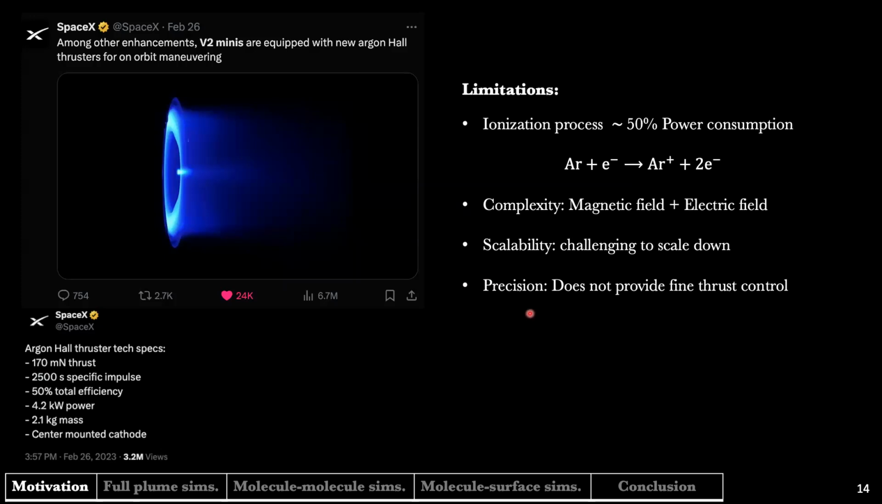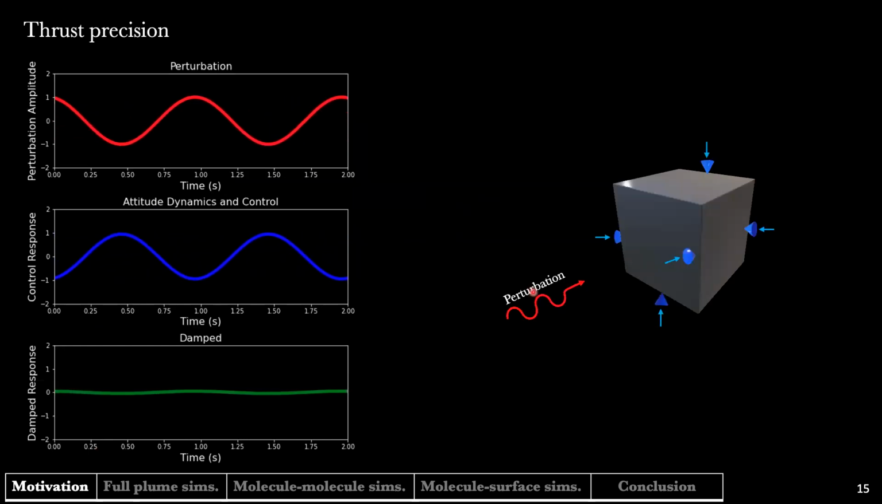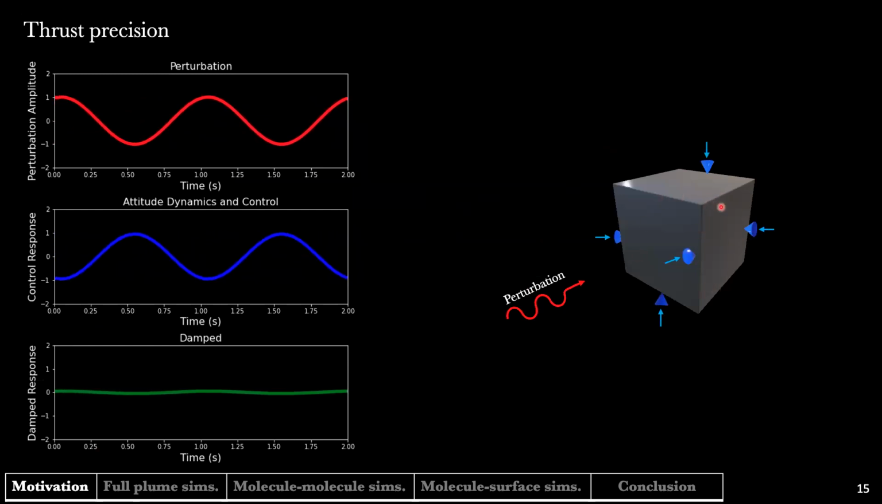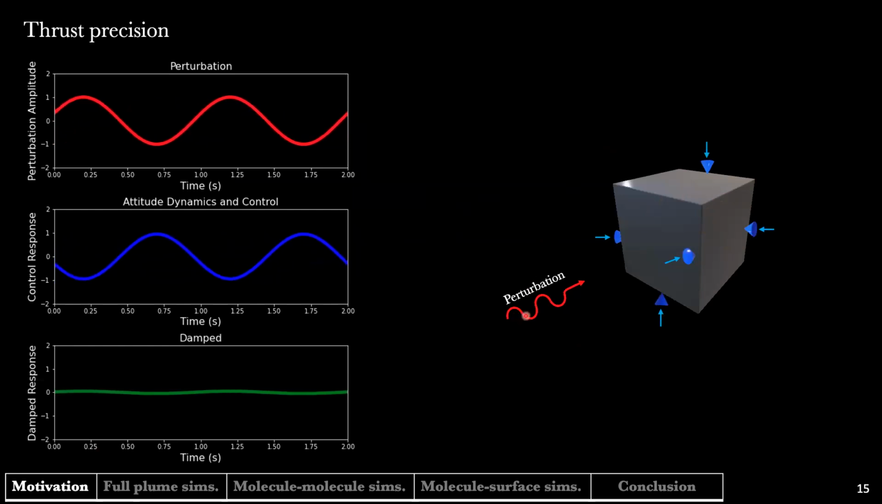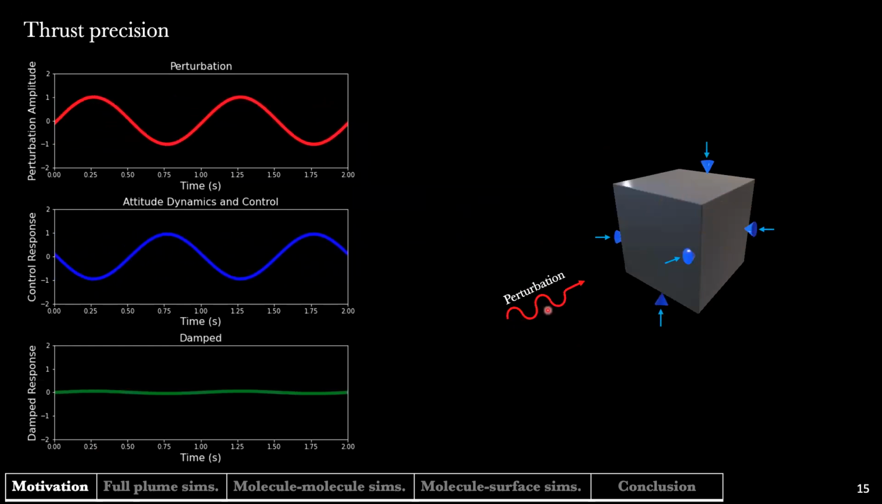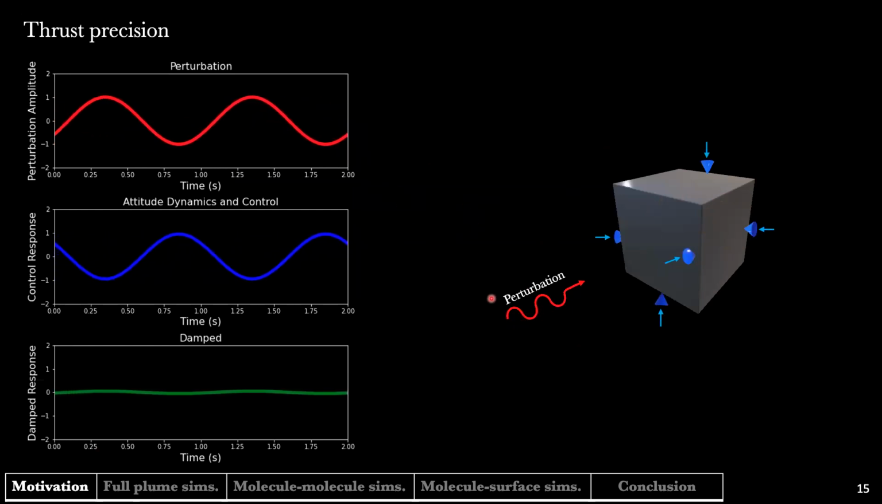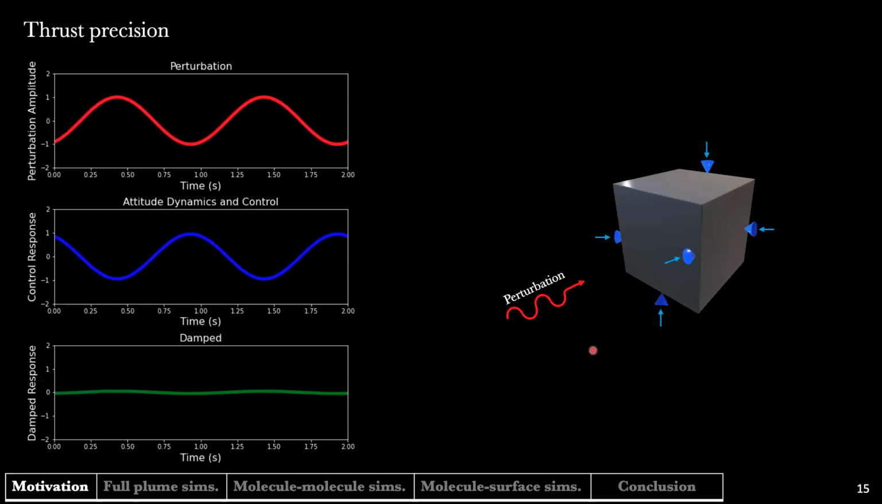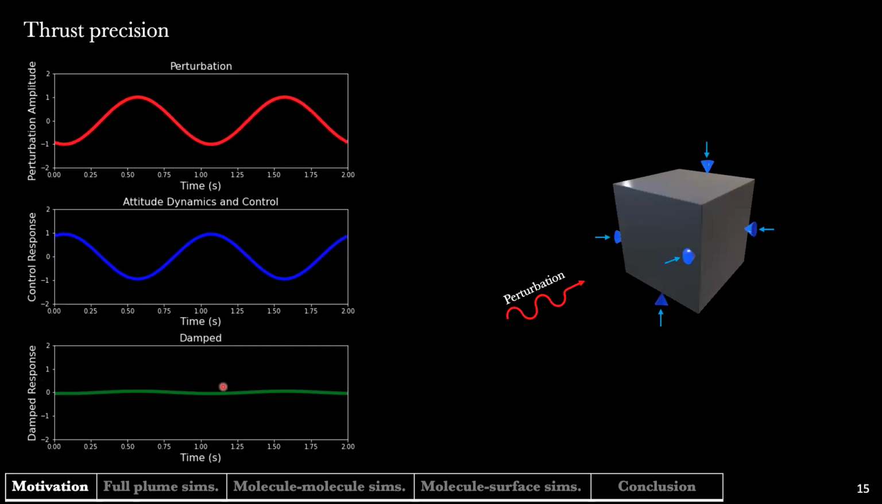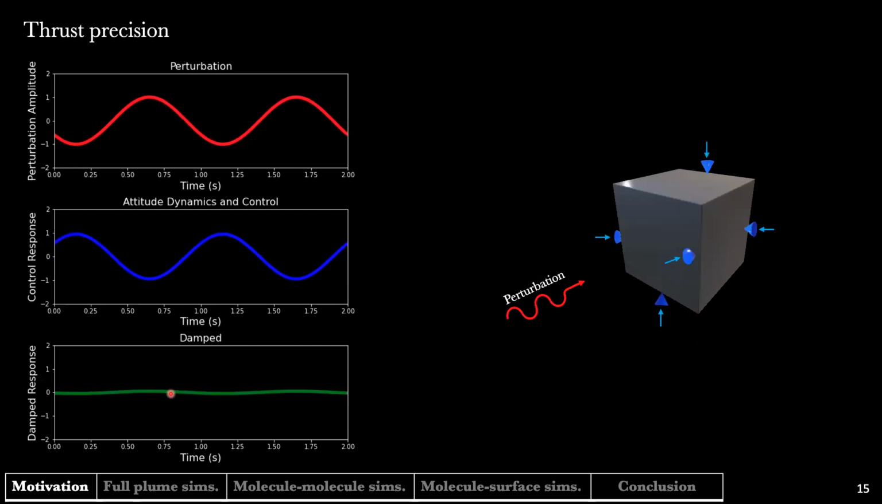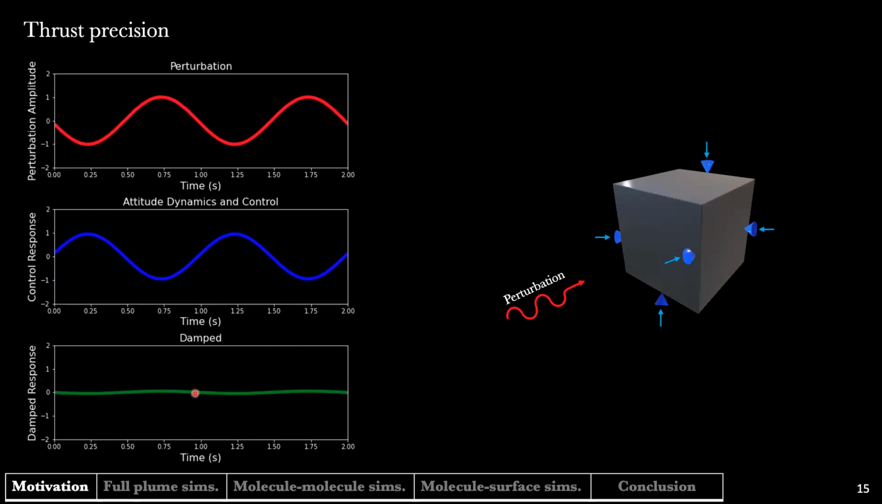And this last point is very important because when we are in space and we have a spacecraft, the spacecraft is subject to external perturbations. So if we have these perturbations, we have to apply attitude dynamics and control forces to cancel the perturbations to obtain this green stable system.